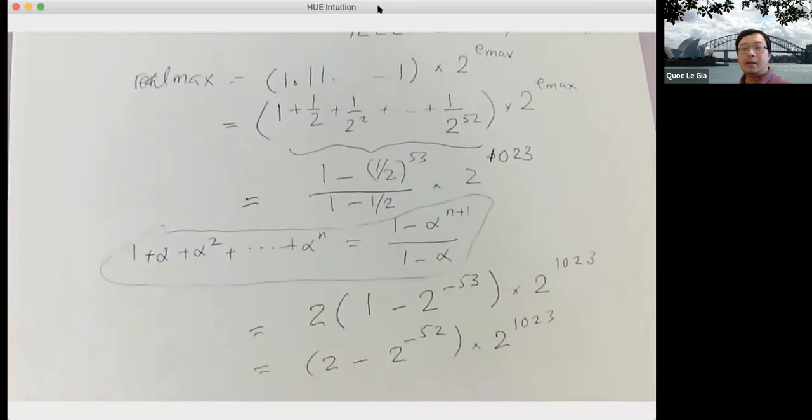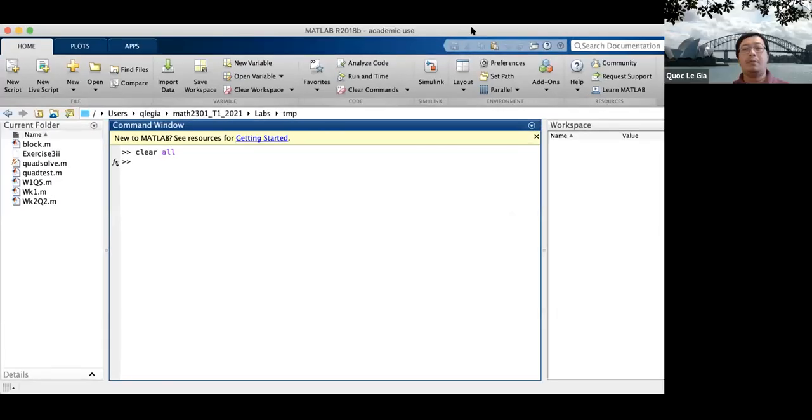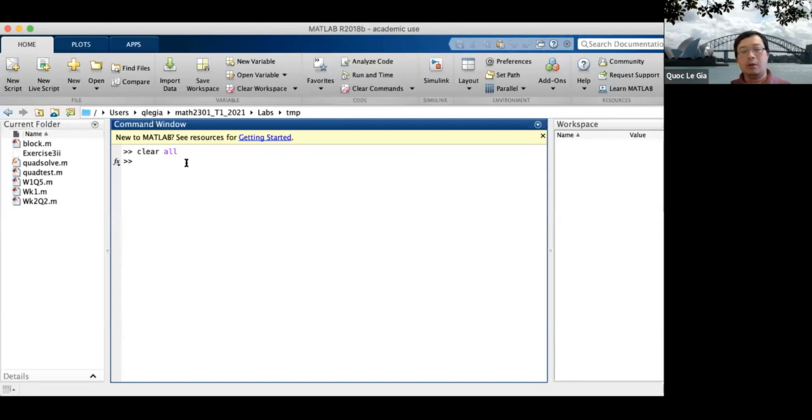So this number is not easy to compute, so I have to put it into MATLAB. So let me share with you my MATLAB. You see my MATLAB, yes. So now if I put in 2 minus 2 to the minus 52 multiplied by 2 to the power of 1023, I got this number.